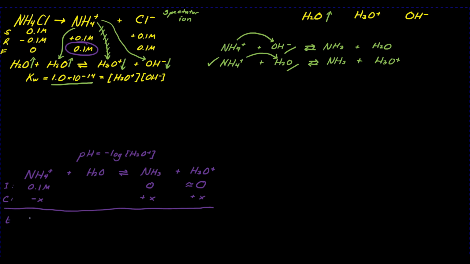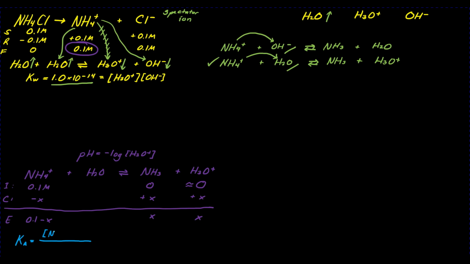So at equilibrium, it's going to be 0.1 minus x, x, x. And then let's write the equilibrium constant expression. I hope you can see this. I chose purple ink. So let's write the ionization. Let's write the equilibrium constant expression for this reaction.